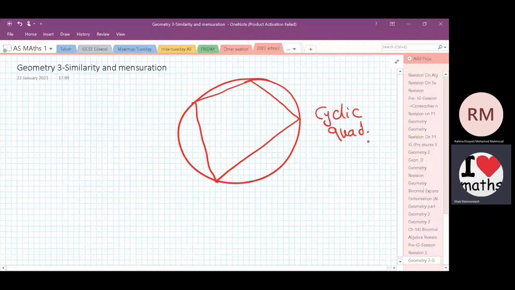A shape, or a quadrilateral, that the circle is passing through the 4 vertices that we have. Okay, we will call it a cyclic quad. Now, there is an important property regarding this cyclic quad.